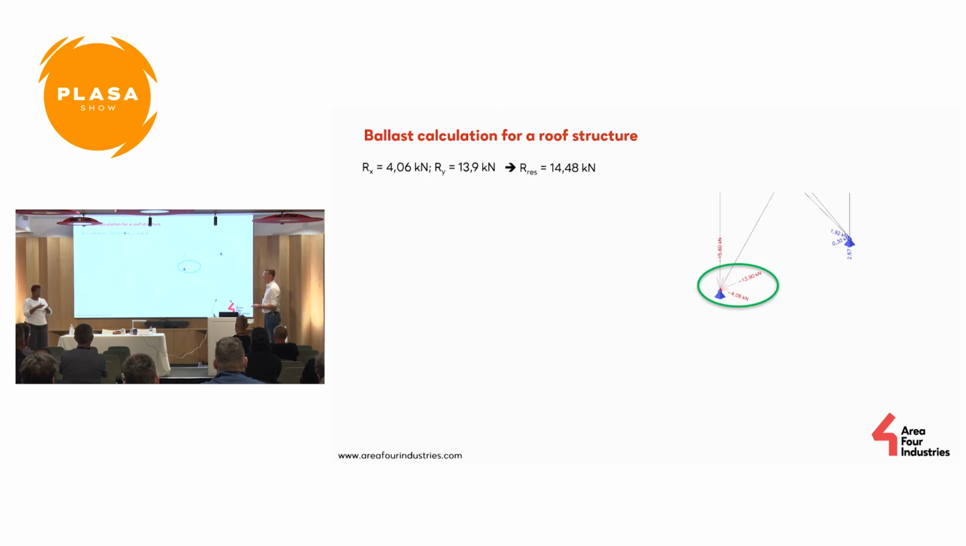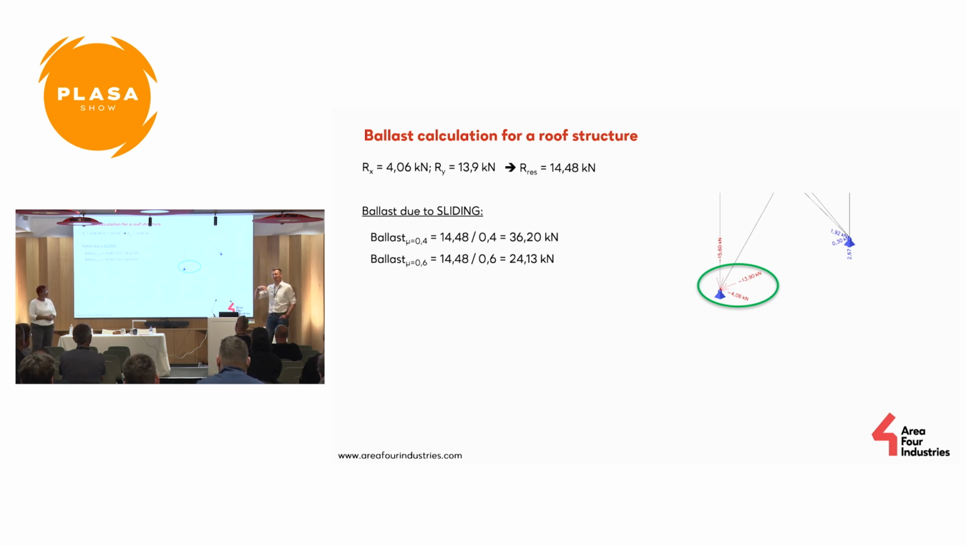So that means when we go back to the numbers, the ballast depends on what friction factor you can gain on site. When we have a friction factor of 0.4, the horizontal force of 14.48 is divided by the friction factor 0.4, which means 3.6 tons of ballast just due to the sliding. If it's a friction factor 0.6, it's no more 3.6 tons, but only 2.4 tons. So the higher the friction is, the less ballast you need.